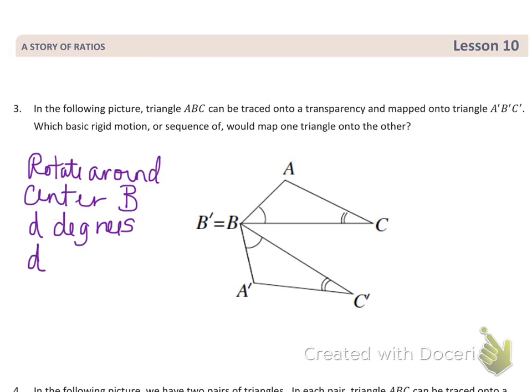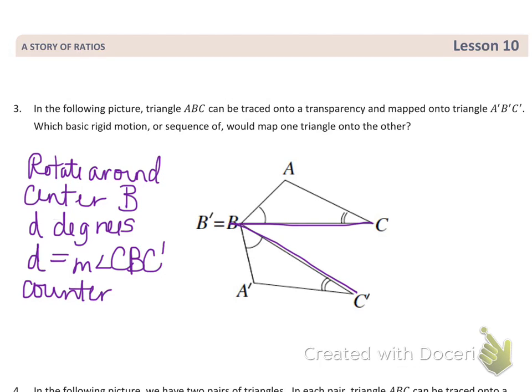And what is the direction of our rotation? We're mapping, in this case, one triangle onto the other. Okay, so we're going to take the prime and map it on there. So what direction? This would be a counterclockwise direction. But D is equal to the measure of angle CBC prime. And it would be counterclockwise.